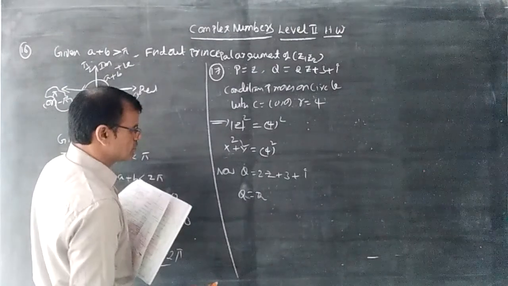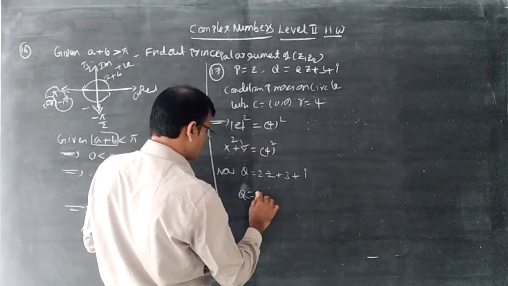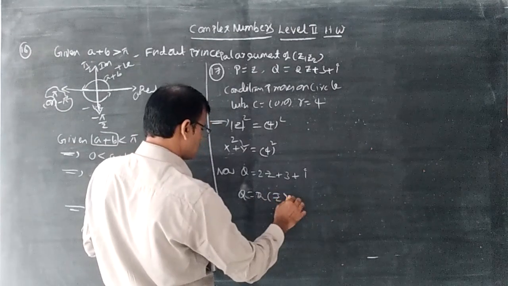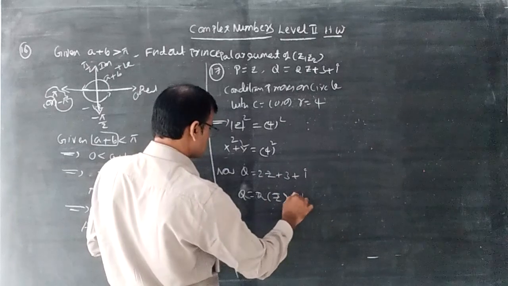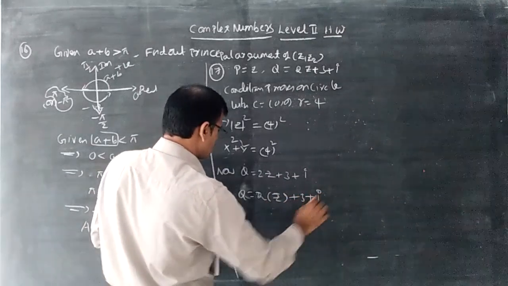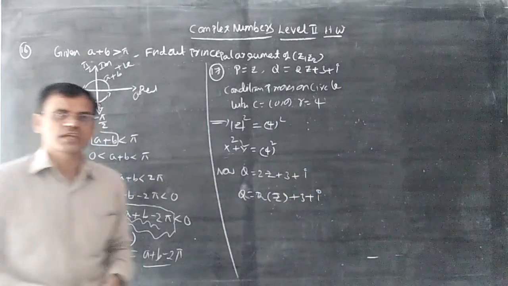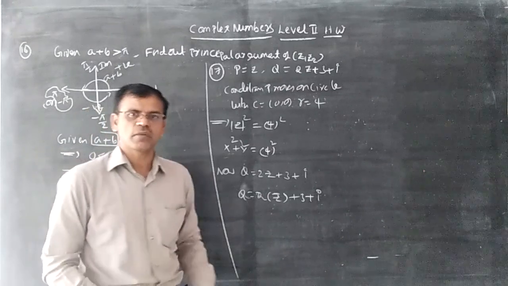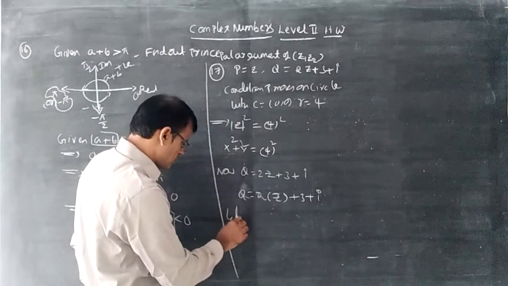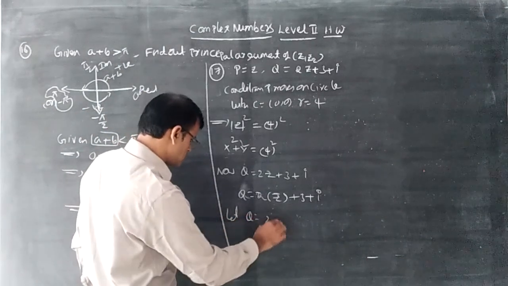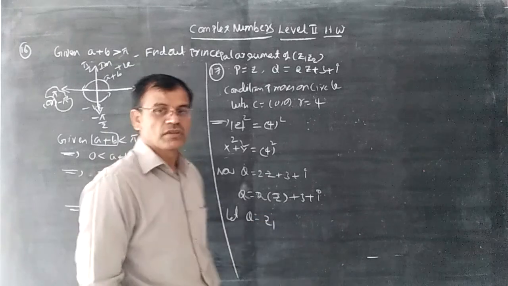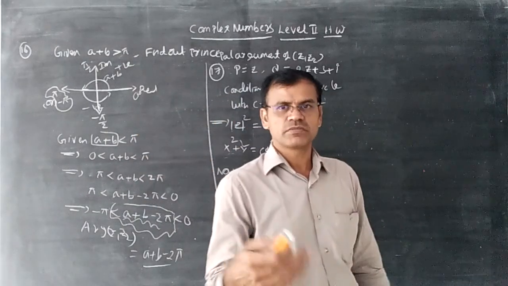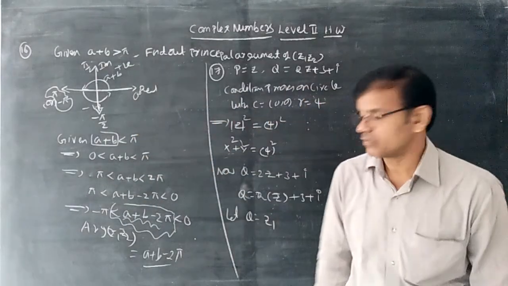2 into Z. This is okay. 2 into minus Z, simply Z, I am writing plus 3 plus i. This Q also you can consider as a complex number, like you write Q is equal to Z1. If you are mentioning Q, it is maybe x2 or y2 or x1 or y1 like that.